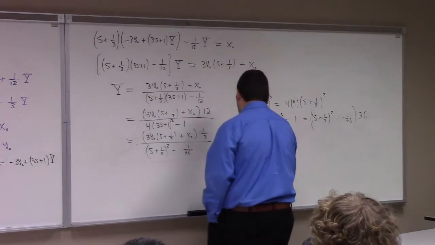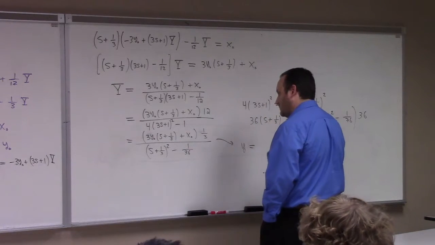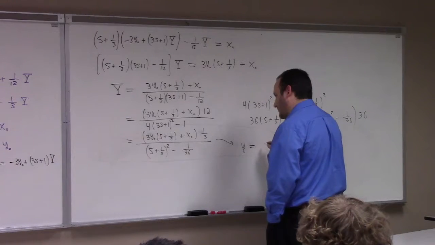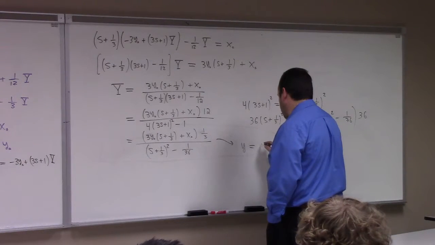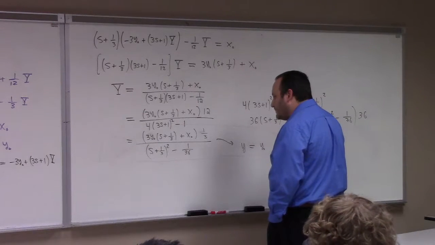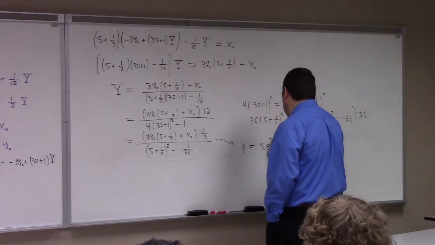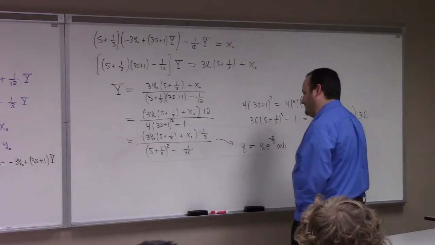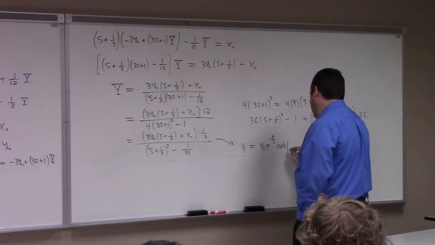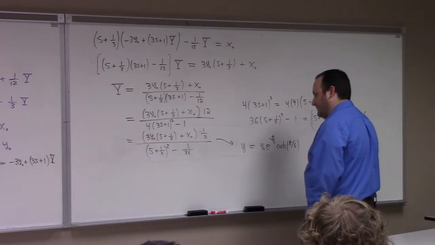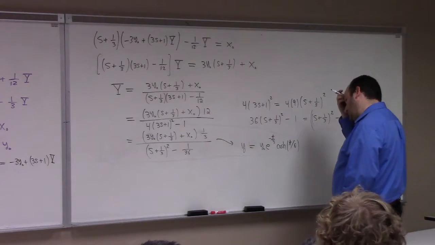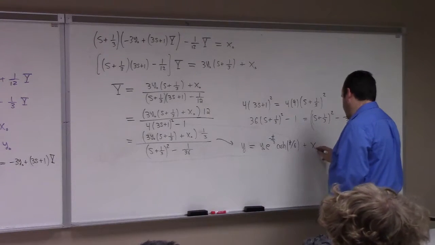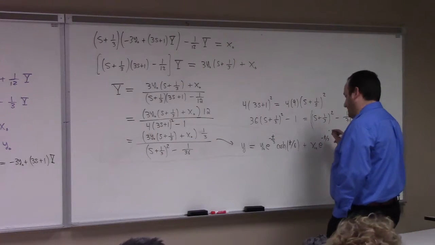So the solution is y equals to, let's see here. I've got a y naught e to the minus t over 3 hyperbolic cosine t over 6 plus x naught e to the minus t over 3.